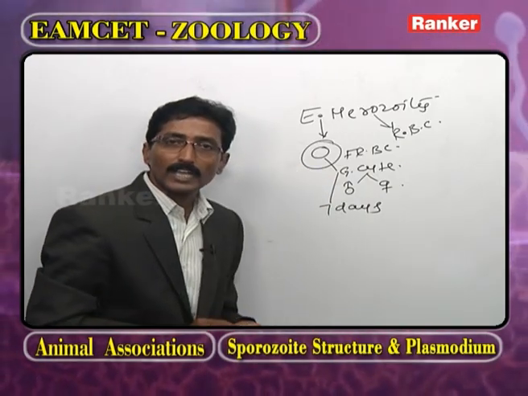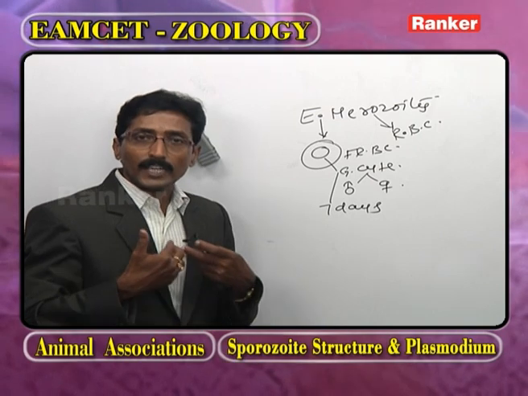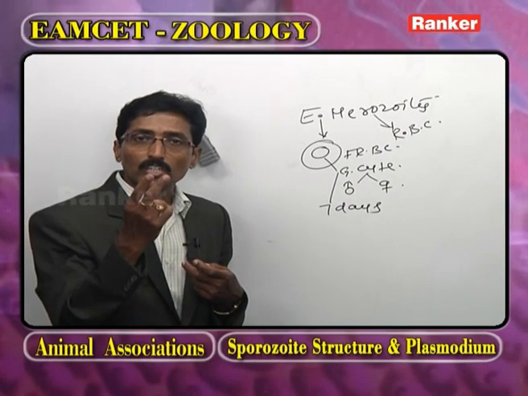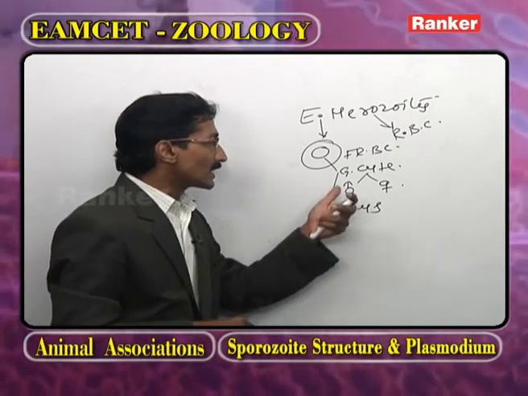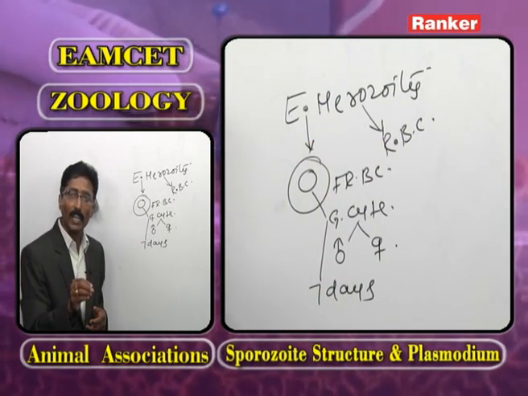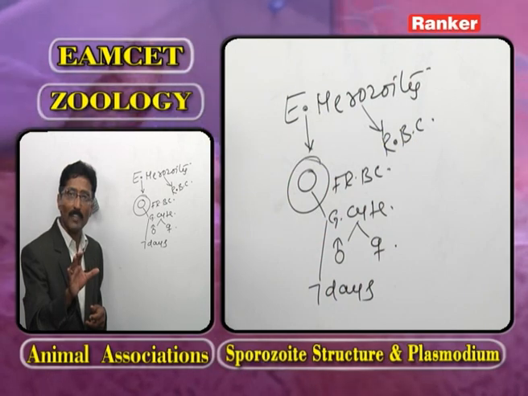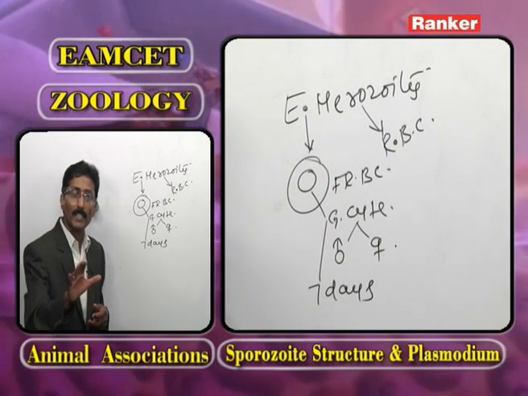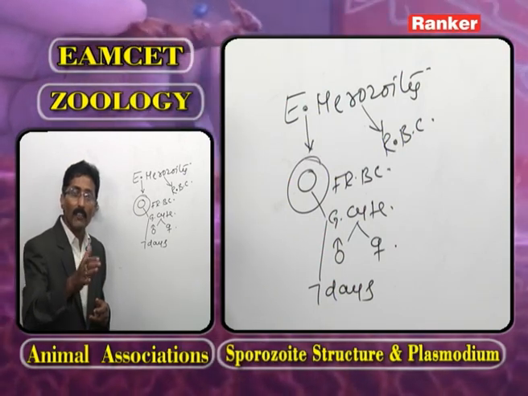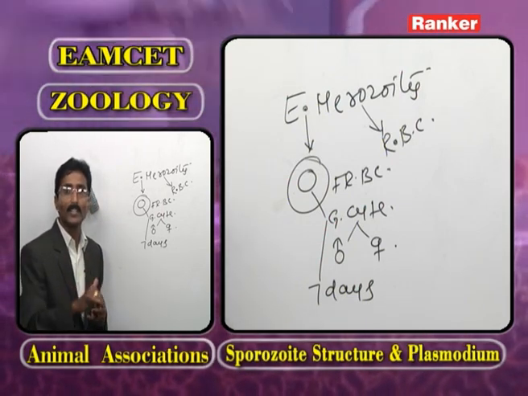Within this period, the gametocytes must enter into the body of the female Anopheles mosquito, because in our body the pH is more and the body temperature is more. These two factors are not suitable for the gametocytes to undergo further development. But the female Anopheles mosquito is an invertebrate, so its body temperature is less and its body fluid pH is less. The lower pH and lower body temperature are favorable for the gametocytes to undergo further development. That is called the sexual cycle.